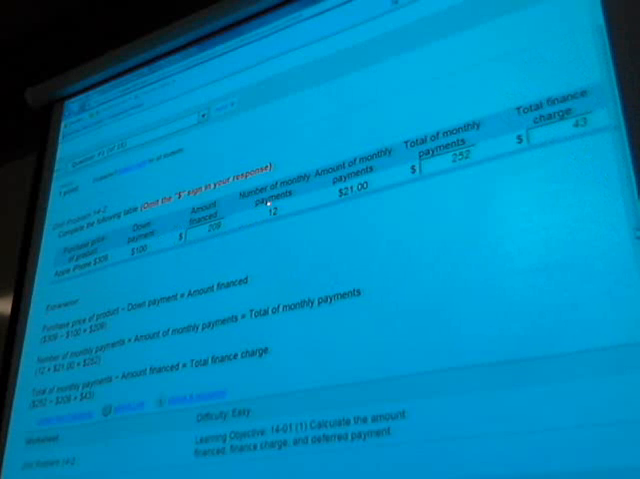We're going to make 12 monthly payments. The amount of each payment is $21. How do we get the total of payments? Multiply 12 times $21. $252. And then the last one, the total finance charge. You take the total of monthly payments, which is $252, and subtract from it the amount financed, which was $209. So the total finance charge is $43. 252 minus 209 is 43.